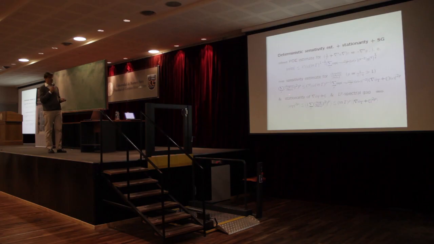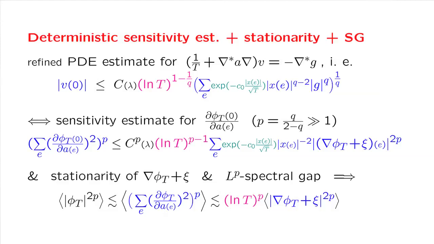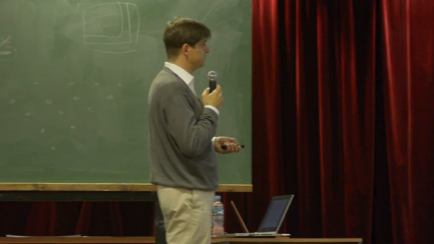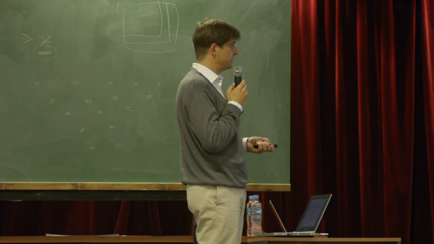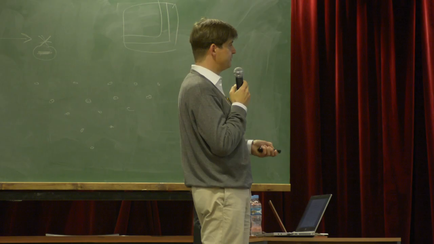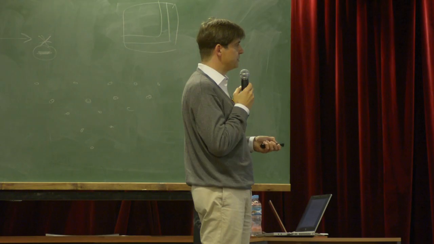So an estimate of this quantity, the infinite dimensional Euclidean norm of the gradient, or the Fréchet derivative if you want, of the corrector at the origin in terms of the gradient of the corrector. Note, this is still a completely deterministic estimate. There's nothing random at this stage. In a certain sense, the entire proof is on this slide. We need this PDE estimate. By duality, it converts into the sensitivity estimate. Now we take the expectation.